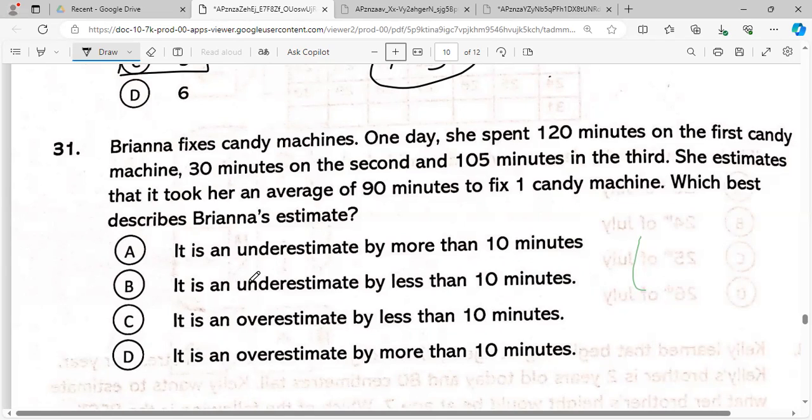Brianna fixed the candy machines. One day she spent 120 minutes on the first candy machine, 30 minutes on the second, and 105 minutes in the third. She estimated that it took her an average of 90 minutes to fix one candy machine. Which of the following best describes Brianna's estimate?